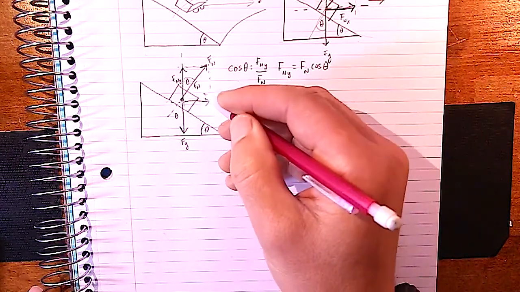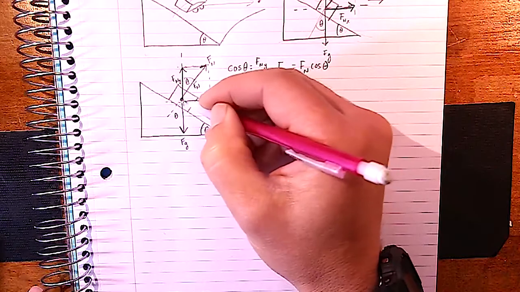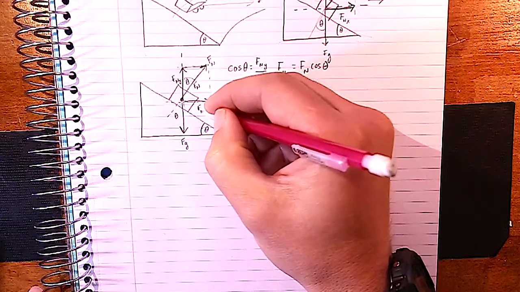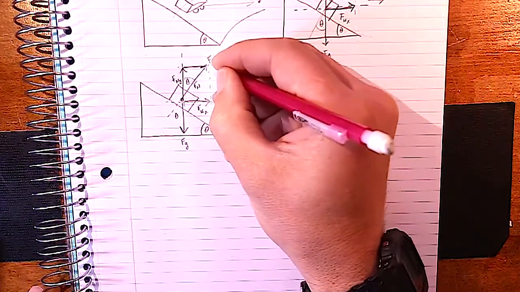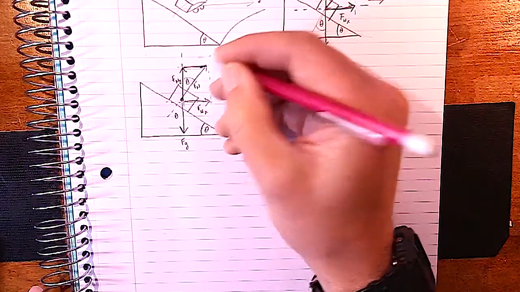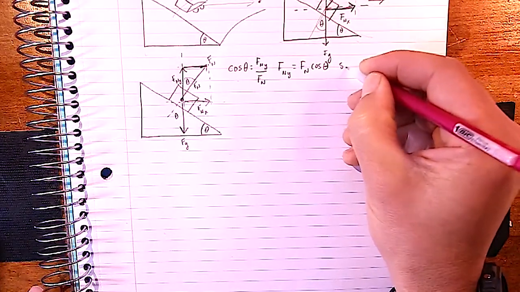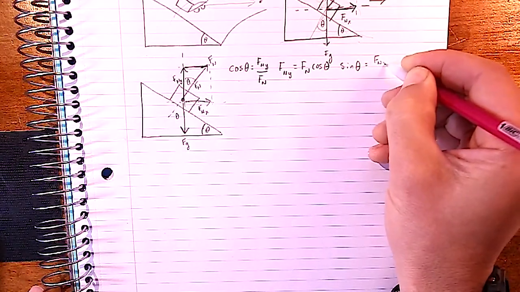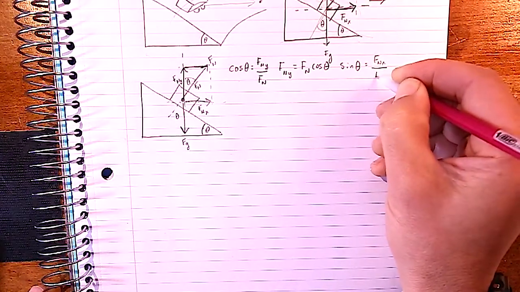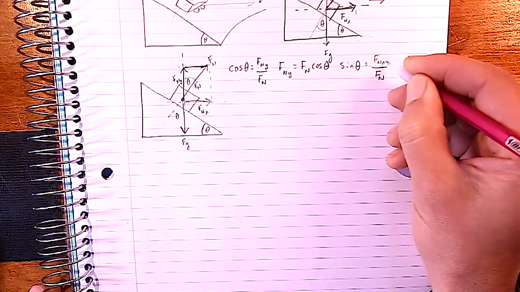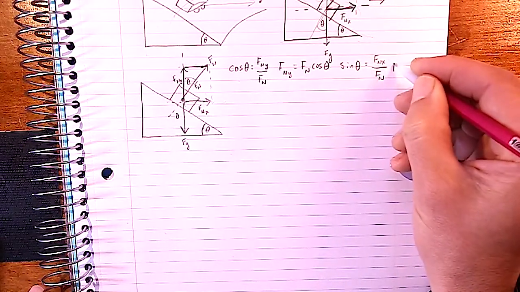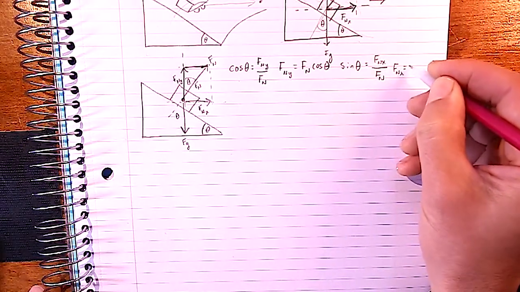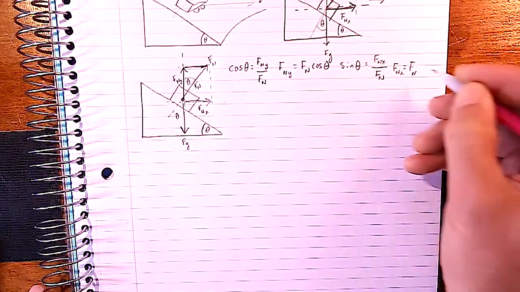And likewise, if we're looking for the x component, our Fnx, that's going to be equal to this side of the triangle, which is our opposite. So we can say sine theta equals opposite Fnx over the hypotenuse, which is Fn. Or we can say Fnx is equal to Fn sine theta.